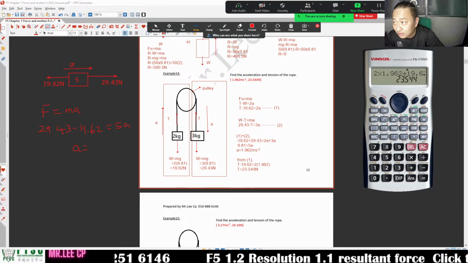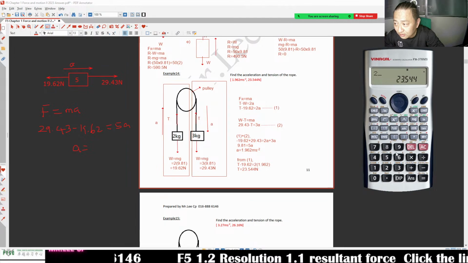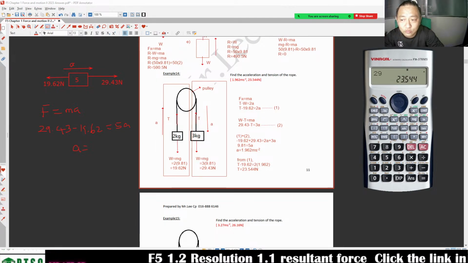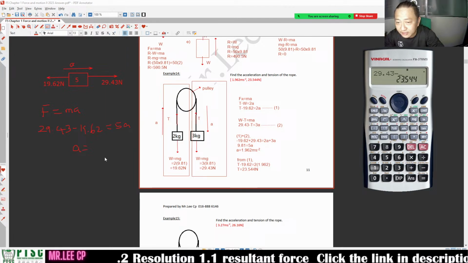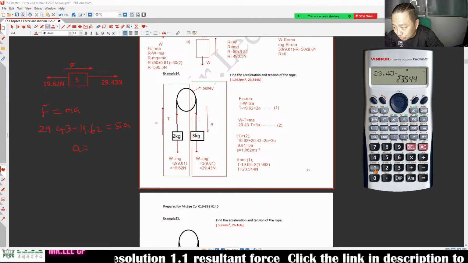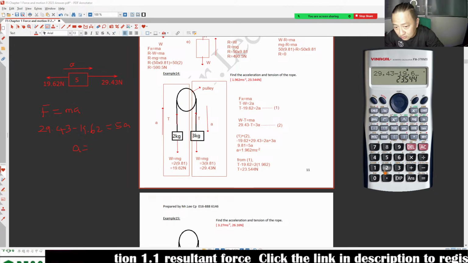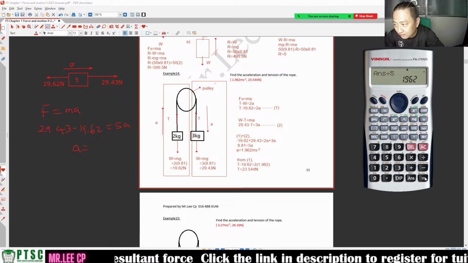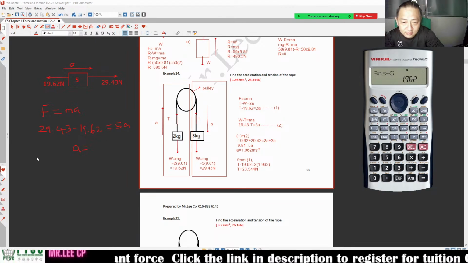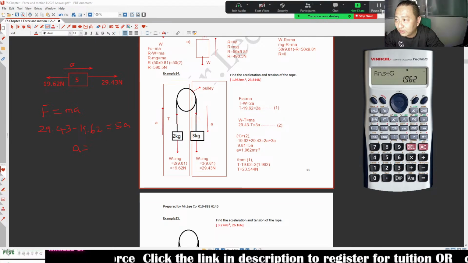We calculate the A together. In objective questions you can do it quickly, but in structured questions you have to do it this way, no choice. 29.43 minus 19.62, divided by 5. You get an A of 1.962.